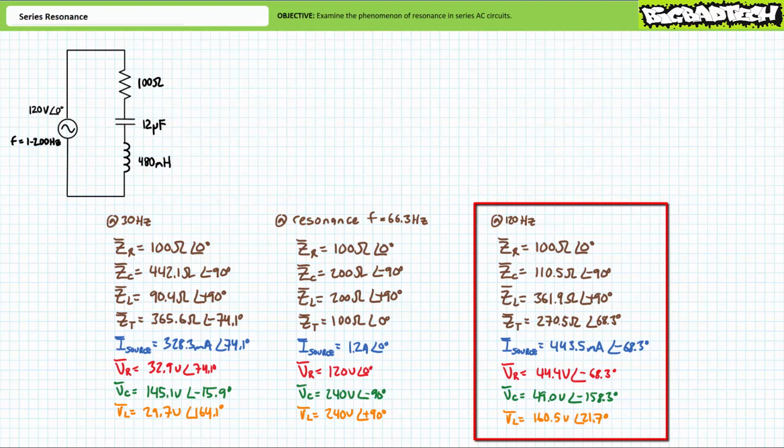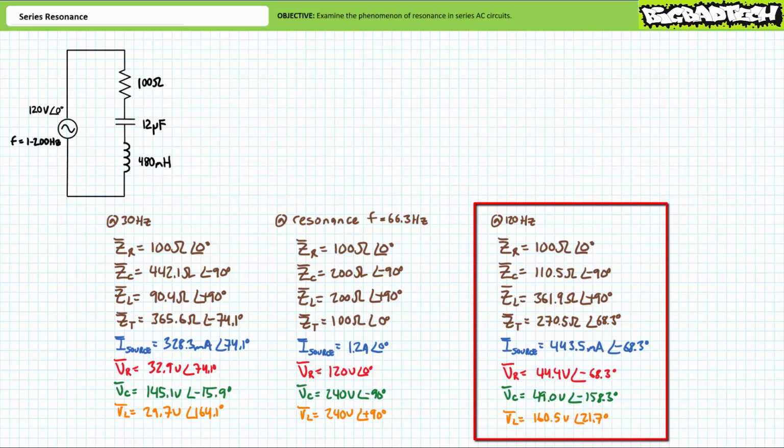An application of Ohm's law demonstrates source current will be 443.5 milliamperes at an angle of negative 68.3 degrees. Source current lags supply voltage by 68.3 degrees. Given the lagging phase angle, the circuit appears to be largely inductive.